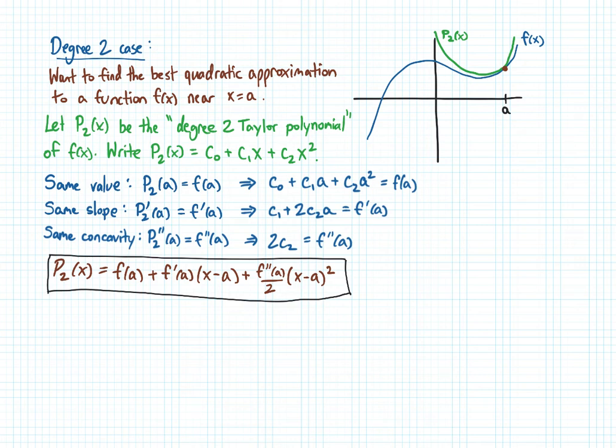So you can plug in x equals a, and you get p2 of a equals f of a. And then you can take the derivative and plug in x equals a, and you'll get that p2 prime of a equals f prime of a. And then you can take the second derivative and plug in x equals a, and you'll get that p2 double prime of a equals f double prime of a.